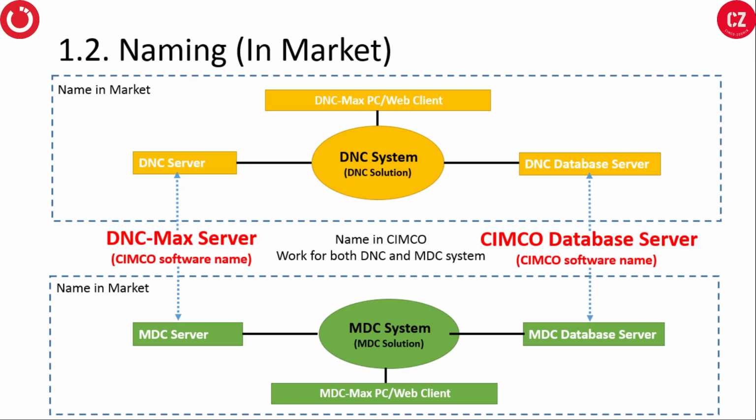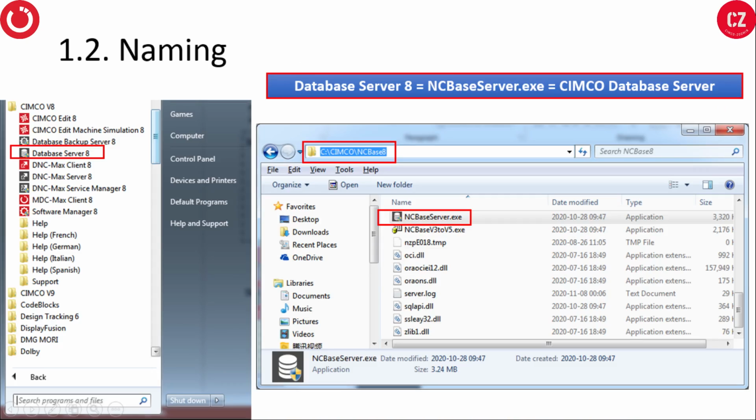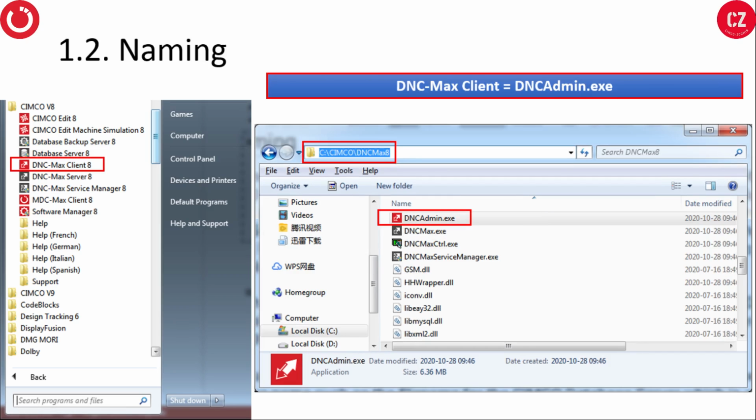Although the server is called DNC-Max server, it is not limited to working with the DNC-Max client. Think of the DNC-Max server as a multi-purpose server that works at the core of CIMCO's MDC and DNC systems. You might also notice that the file names associated with some of the software do not match the software name, such as the file name for the CIMCO database server, which is called DNC-Base.exe and located in the /NC-Base/ folder, or the DNC-Max client, which is called DNC-Admin.exe. These files have simply retained their original names while the software itself has evolved heavily.